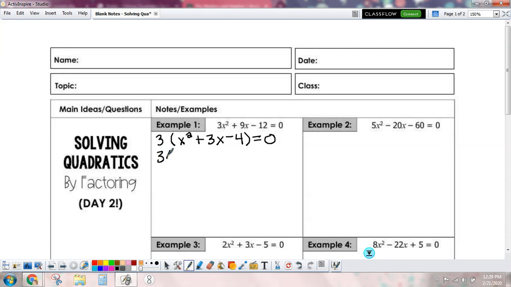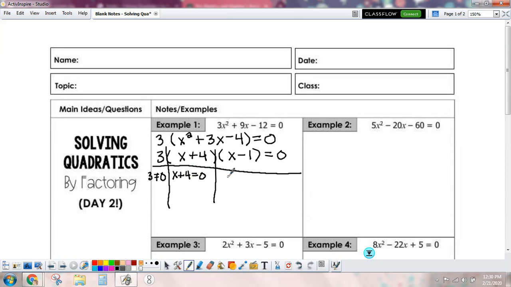So I should have 3 times x plus 4, x minus 1. Okay, and that equals 0. And then I can go ahead and solve. So I'm going to have my bars, and we're setting all these equal to 0. Okay, so 3 does not actually equal 0, so we're going to exclude the 3 from our solution here. So we're going to go ahead and just focus on the x plus 4 and the x minus 1.